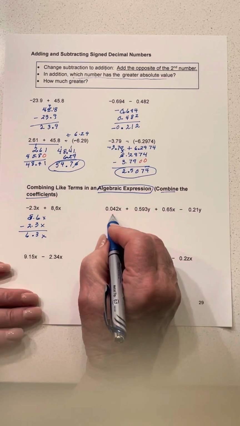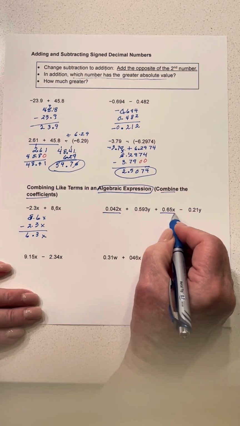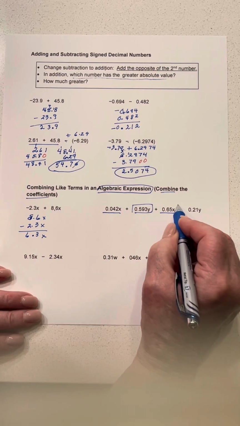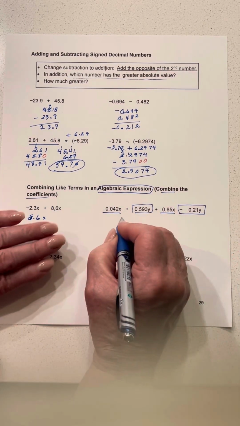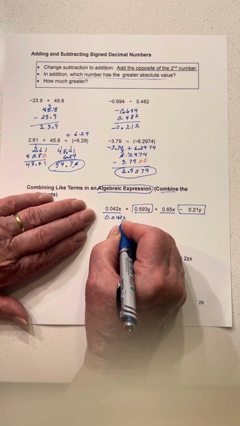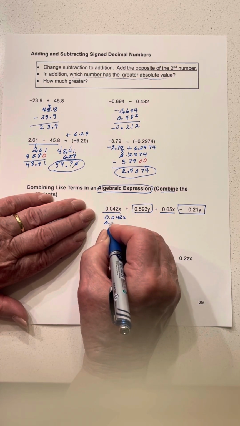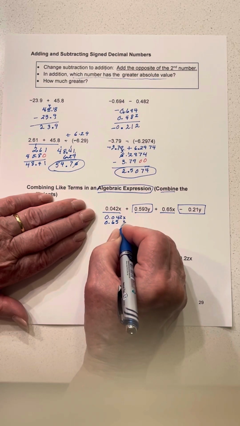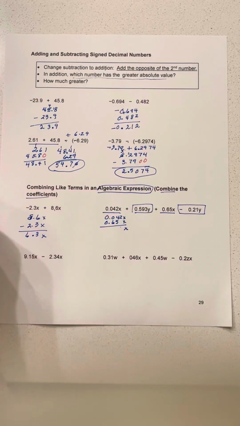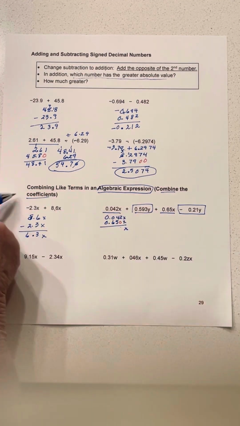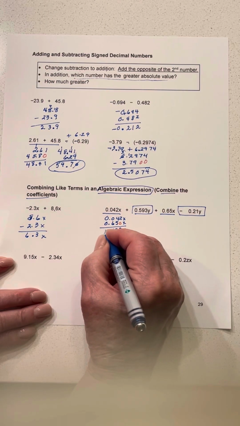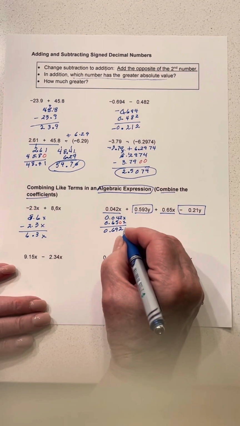We're going to combine the like terms. So we have, these are the x's, and then these are the y's. So let's do our x's. We're lining up the places. So this would be a 0 under here. 2, 9, 6, 0. That's how many x's.